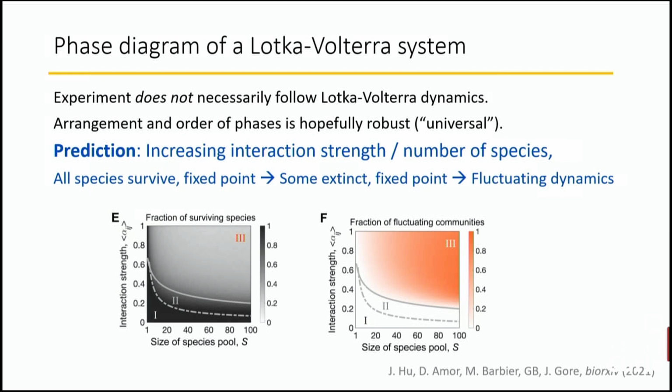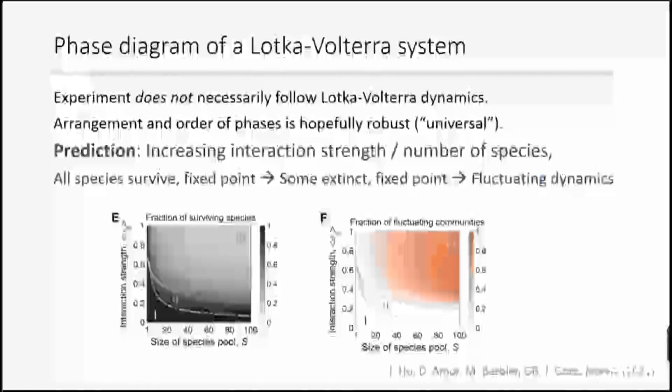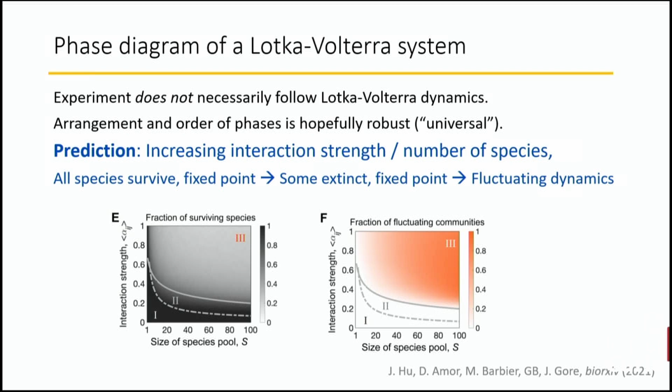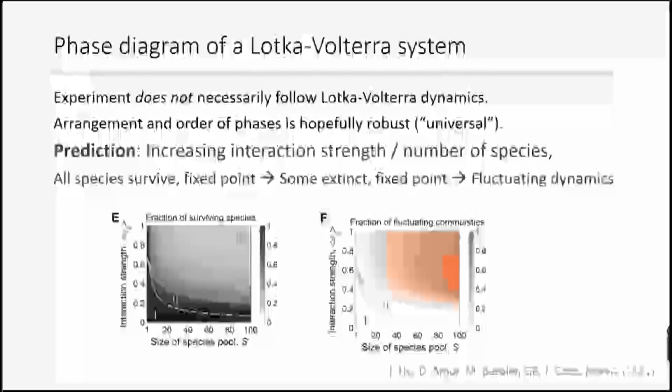Let's start from 3. 3 is the regime of parameters where you expect to see fluctuations around a fixed point. Both regimes 1 and 2 are fixed point places. But remember that we said that as we go into this regime, we're already seeing extinctions. So this dashed line is where you see the first extinction. Okay? So there are 3 different regimes. All species survive. Some species survive and reach an equilibrium. And fluctuations. Okay?